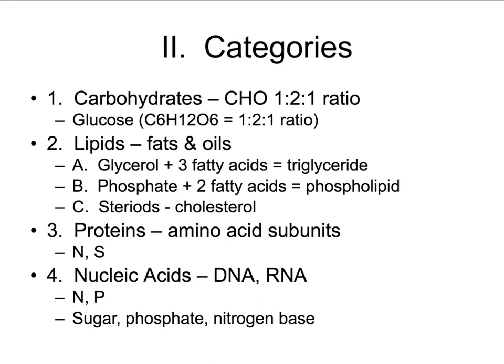The last group, which we don't spend a whole lot of time on in our anatomy class, but you probably did in your biology class, are nucleic acids, composed of DNA and RNA. This group of macromolecules also contain nitrogen and phosphorus, and if you remember, are composed of items called nucleotides, which contain sugar, phosphate, and a nitrogen base, typically found in a double helix structure.